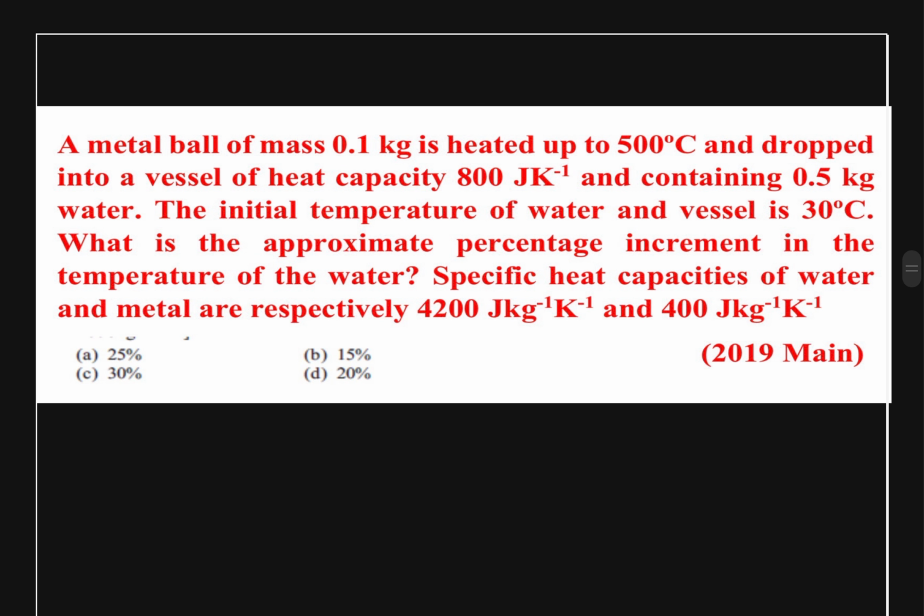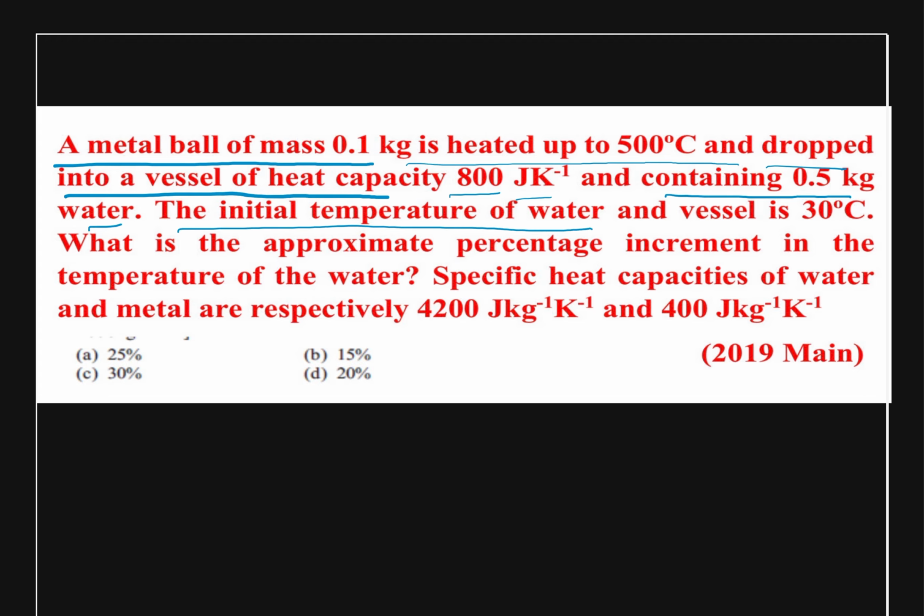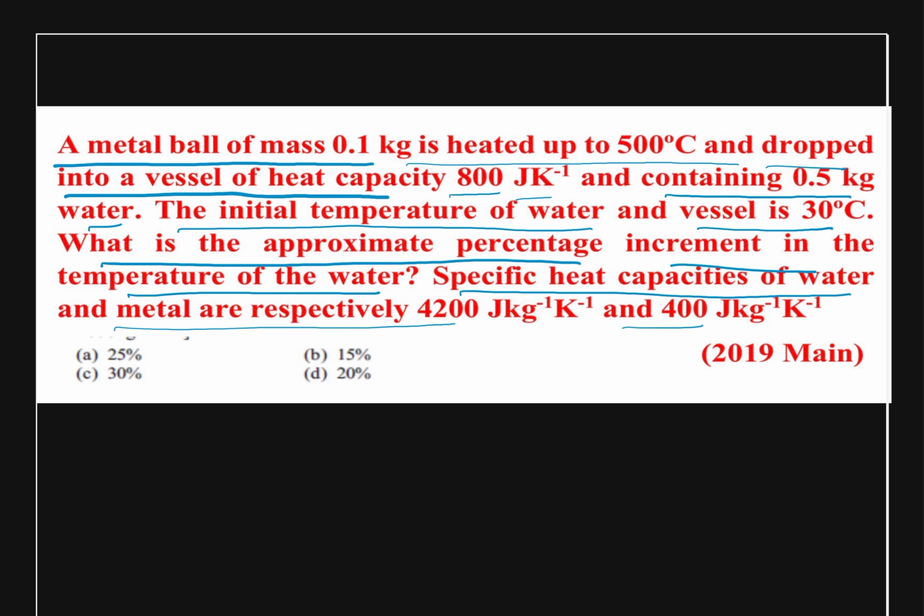Next question. It states that a metal ball of mass 0.1 kg is heated up to 500 degrees centigrade and dropped into a vessel of heat capacity 800 joule per Kelvin containing 0.5 kg of water. The initial temperature of water in the vessel is 30 degrees centigrade. What is the approximate percentage increment in the temperature of the water? Specific heat capacities of water and metal are respectively 4200 and 400.